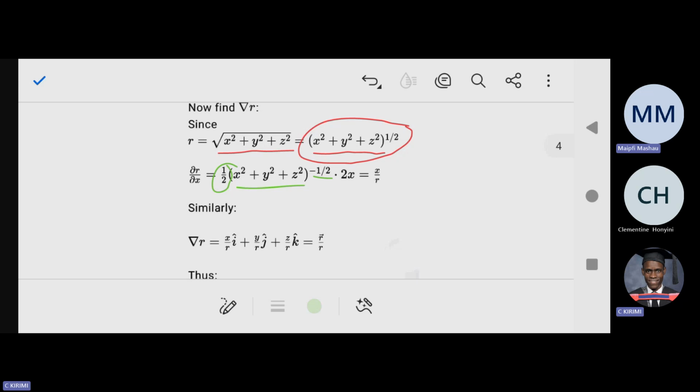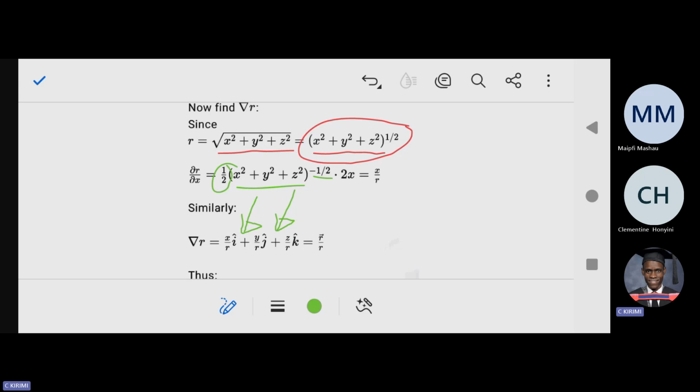Question: previously you said that R is everywhere. Now that you are deriving with respect to X, are you still going to derive with respect to Y and Z again? Yes, you derive with respect to y and z, and at the end of the day, you add all the components. That's why there is a plus. Can you see?